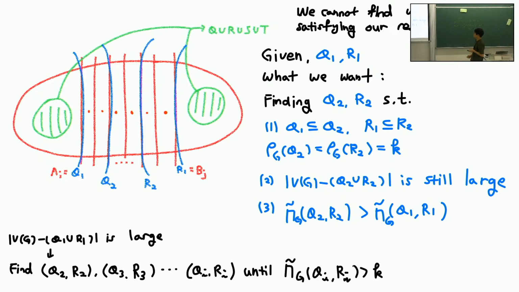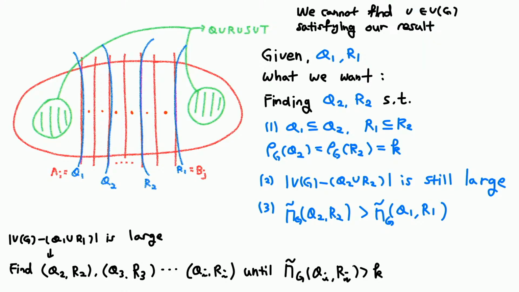And then, as we said before, this local connectivity is less than or equal to the cutrank of Qi, but this is K because of the first property. So that gives a contradiction, which means that we can eventually find a vertex which satisfies the statement of our result.